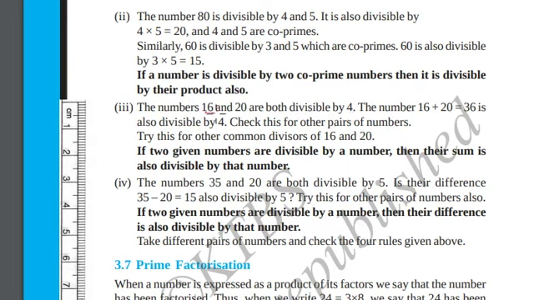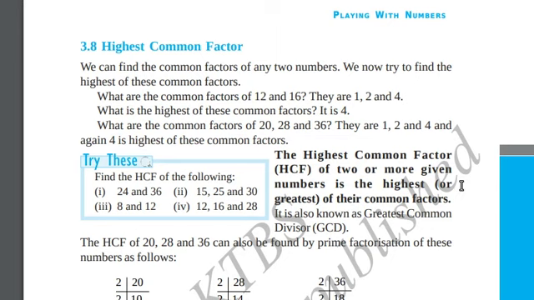Highest common factor. The highest common factor, HCF, of two or more given numbers is the highest, or we can call it the greatest, of their common factors. We need to find the greatest common factor between the numbers.